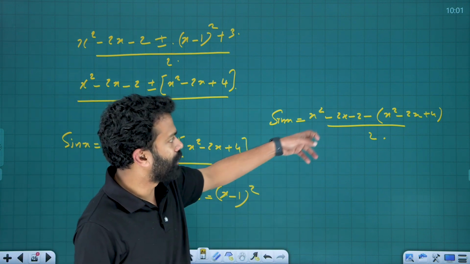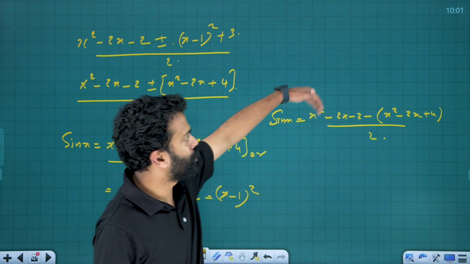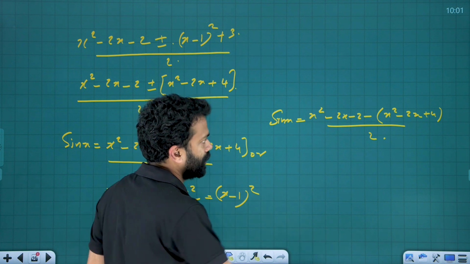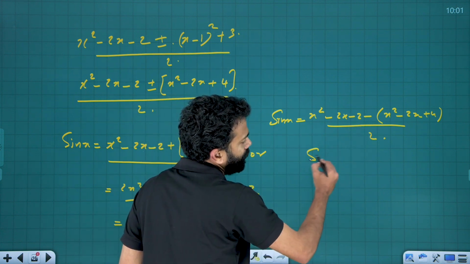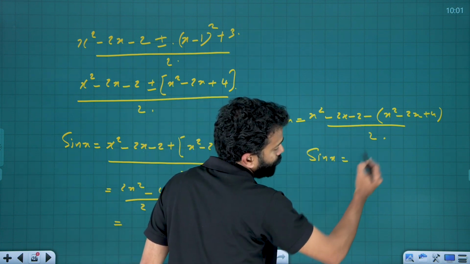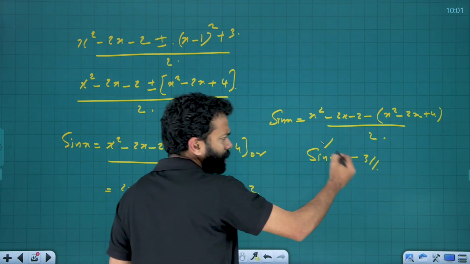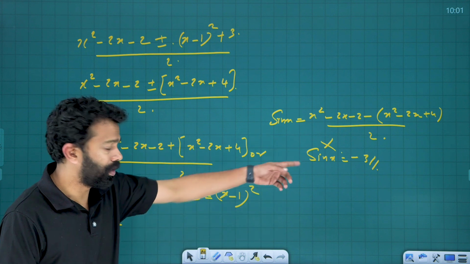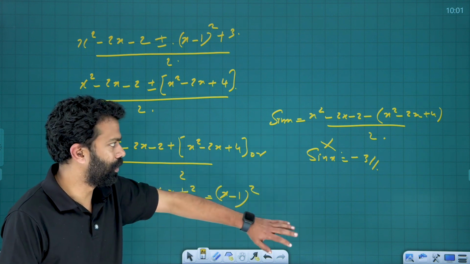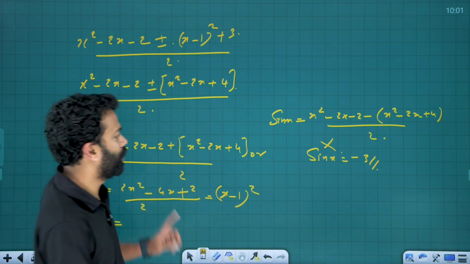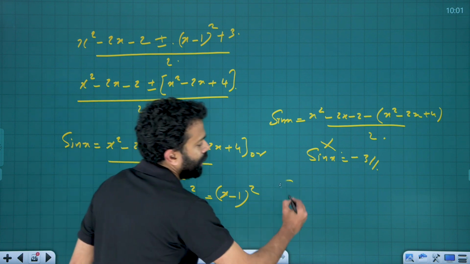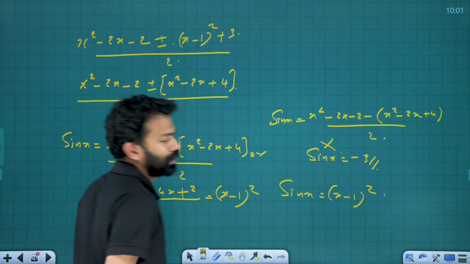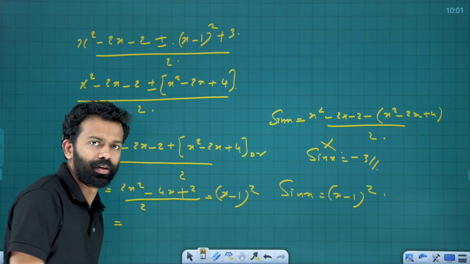And this becomes, x square got cancelled, minus 2x got cancelled, and minus 2 minus 4 becomes minus 6, and minus 6 by 2 is sin x is equal to minus 3. It's not possible, you know that the minimum value of sin x is minus 1. That's not possible, we can neglect that. Therefore, the only value which you need to consider here is sin x is equal to (x minus 1) whole square.